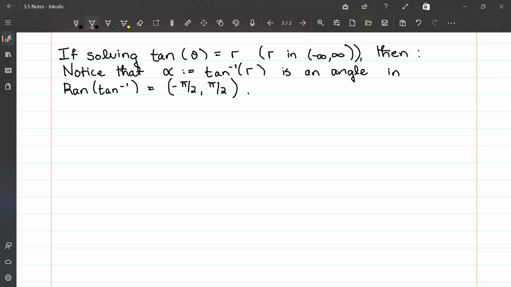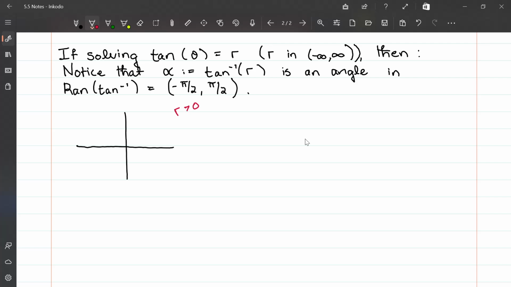If we have an equation that looks like tangent of theta is equal to r for any number r, then we would take arctangent of r to give us alpha. It's going to give us an angle, once again, in the range of arctangent, which is similar to sine's. The difference is we have to leave off negative pi over 2 and positive pi over 2 because they are vertical asymptotes for tangent. And then we're going to get pictures that look kind of like the following.